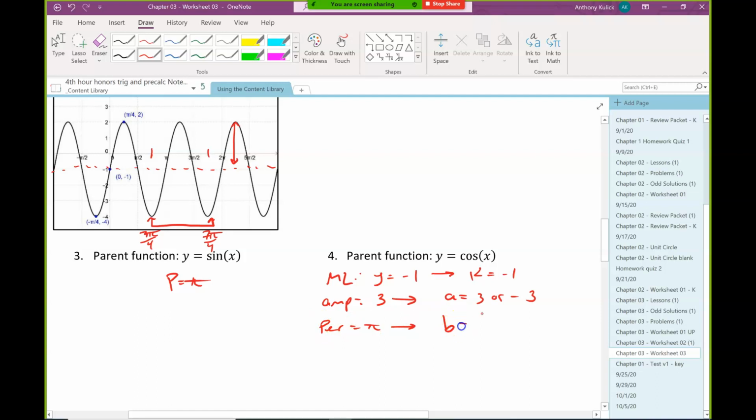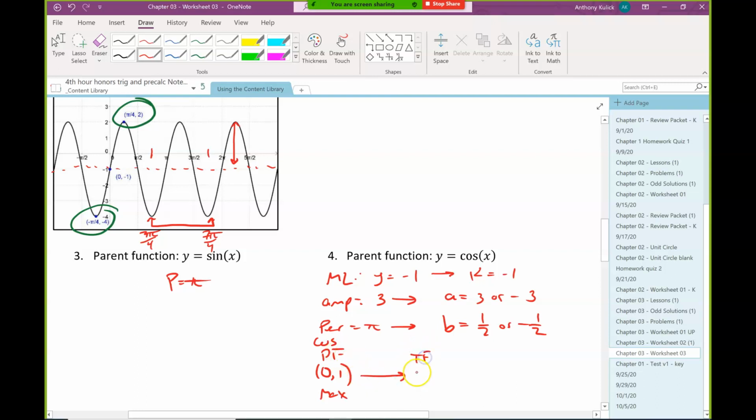That tells us that the b is 1/2 or -1/2. Is everybody okay there? Okay. So last thing we have to do is figure out h. So I'm going to use either the maximum or the minimum, because I know for cosine, the parent function starts at 0, 1 as the maximum.